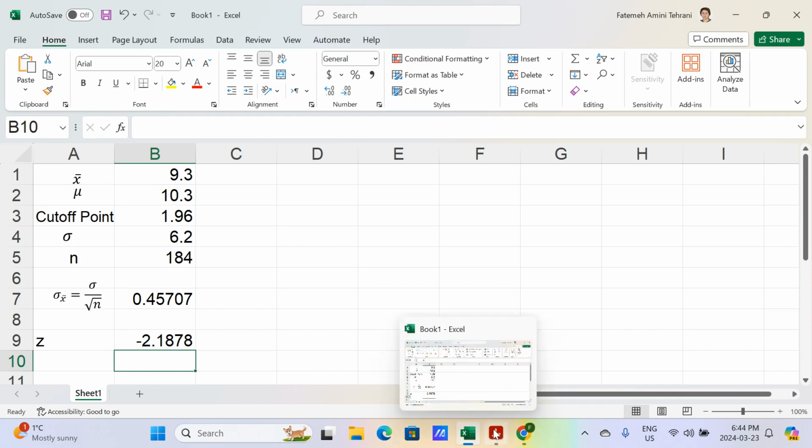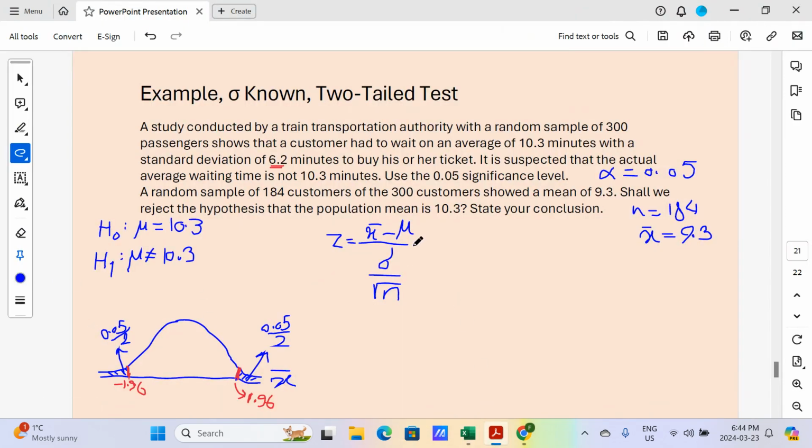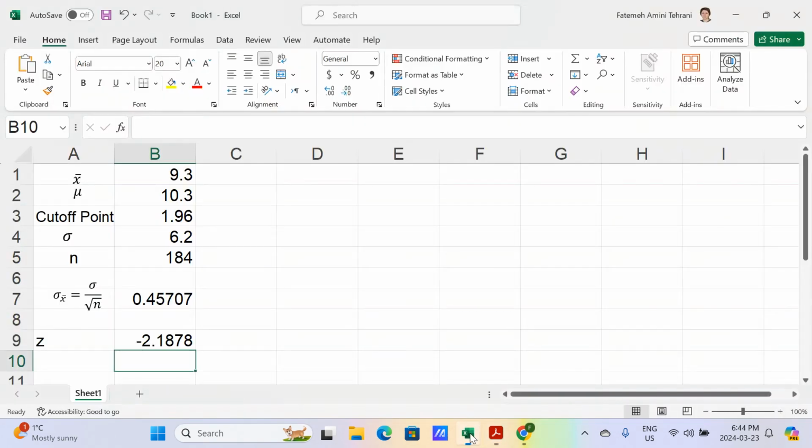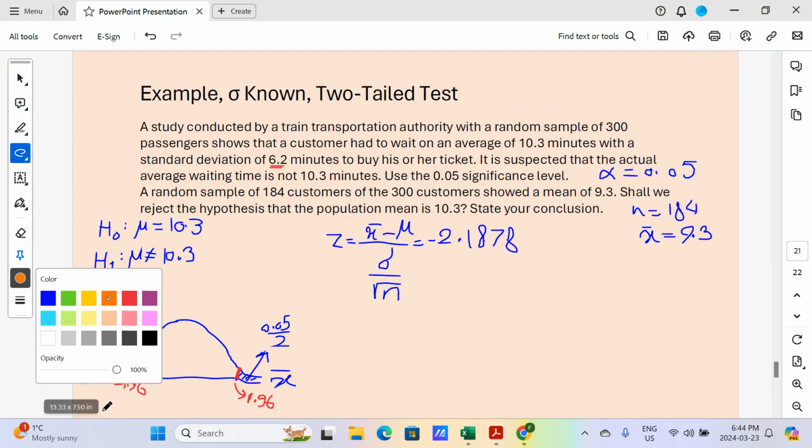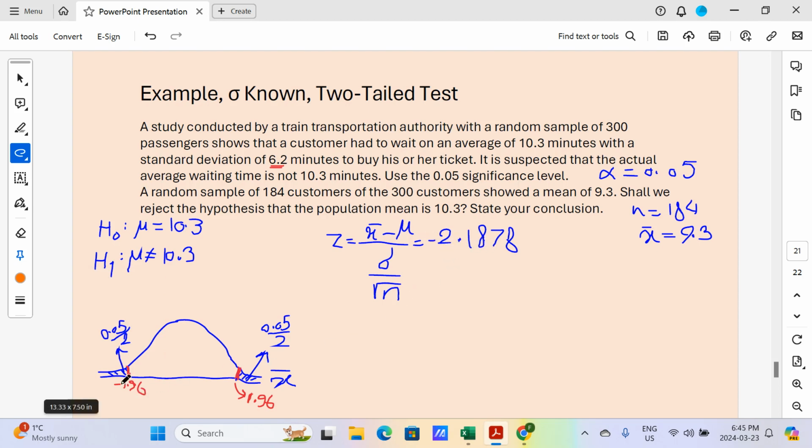Okay, it's the Z value. Look at the Z value. The Z value is minus 2.18. It's in the left tail, because minus 2.18 is on the left side of minus 1.96. The Z value falls in the left tail, in the rejection region. When the Z value falls in the rejection region, we reject H0. Okay, so we conclude here that the average waiting time is not 10.3 minutes.